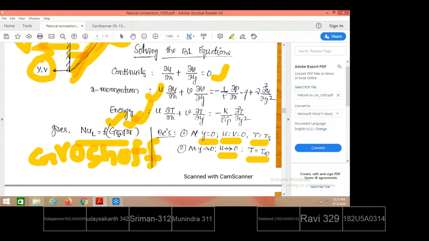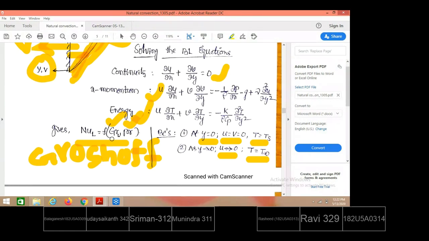The only number that deviates is this: instead of the Reynolds number in forced convection, in natural convection the Grashof number is considered. The Grashof number is developed based on the density difference. By solving these three equations subjected to these conditions, we finally get the Nusselt number relation as a function of the Grashof number and Prandtl number. Whatever role is played by the Reynolds number in forced convection, the same role is played by the Grashof number in natural convection.